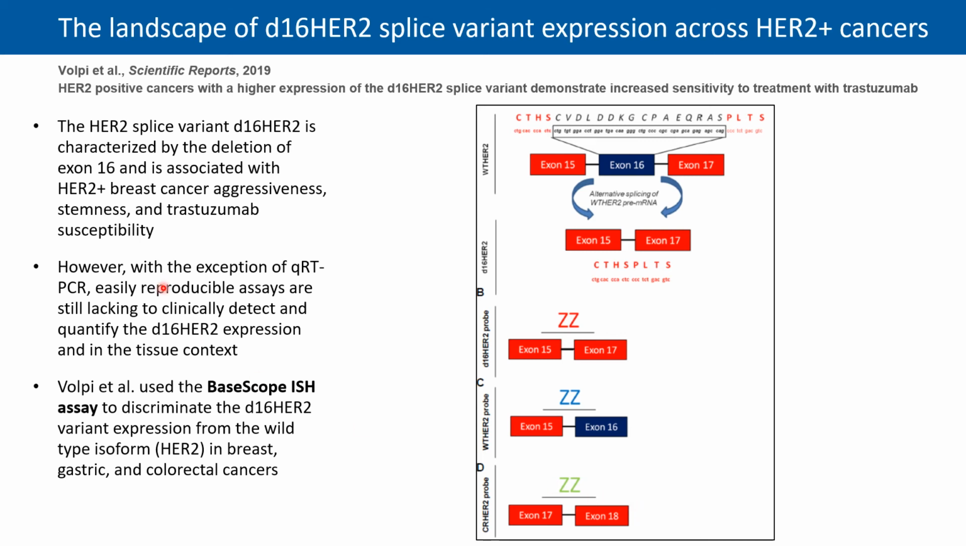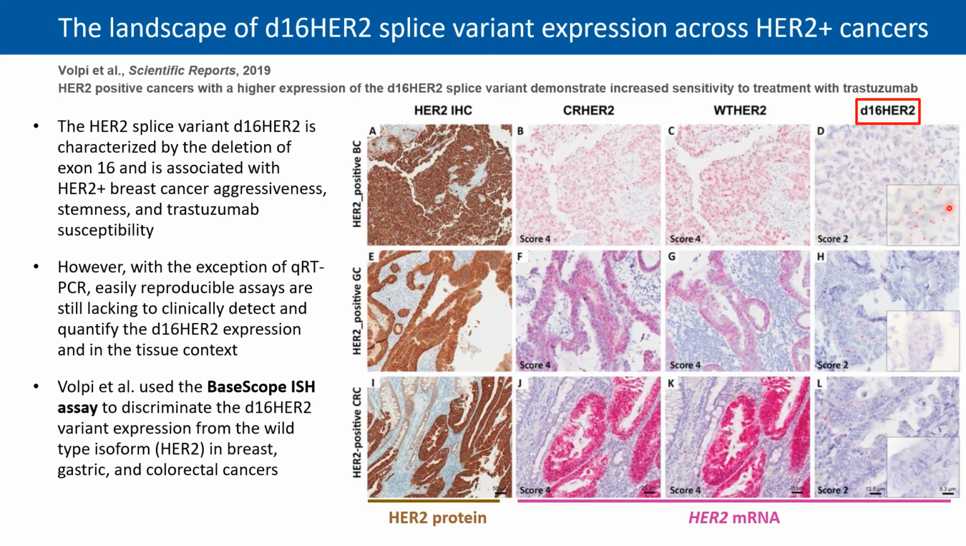HER2 splice variant. So they used the BaseScope assay to identify patients that were positive for the delta 16 HER2 splice variants so that they can stratify them for Herceptin therapy. Herceptin therapy is known to be extremely useful for individuals who are positive for the delta 16 HER2 splice variant. So using the BaseScope strategy, they were able to identify patients with this splice variants and then also visualize the wild type HER2 protein, the HER2 mRNA within these patients.